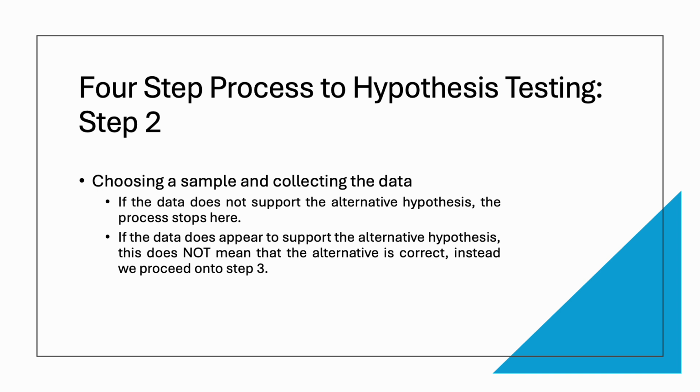This is also the step where we would perform any descriptive statistics. So we would create tables, graphs, charts, all of those things in this second step as well. If we look at the data and all of the descriptive statistics, and the data does not support our alternative hypothesis, that's where the process stops.